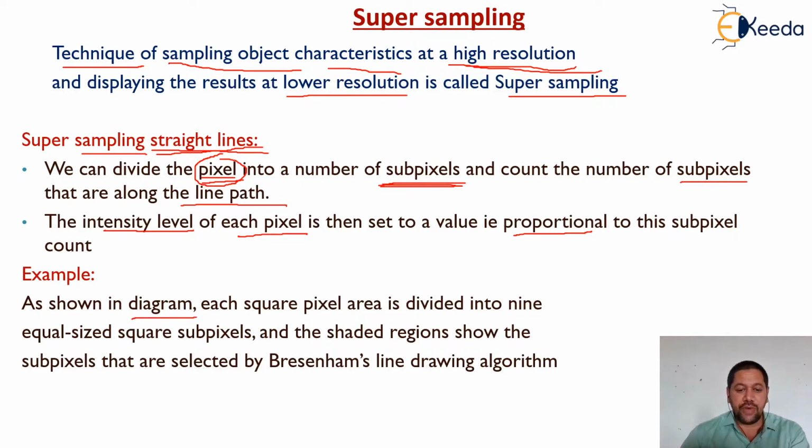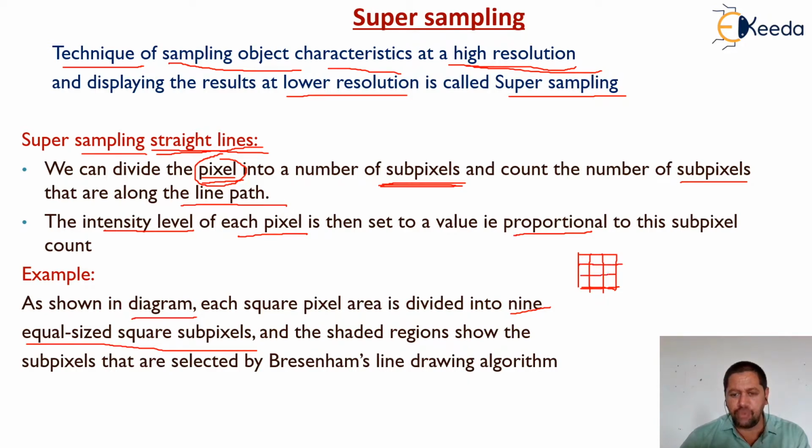As shown in the diagram, suppose I have a single pixel. Generally the pixel is represented as a square, as a grid. This is my one pixel size. My pixel size is very large, which means I'm working at low resolution. So I will divide this pixel into 9 equal sized subpixels. This is the first, second and third on one side, and similarly on the other.